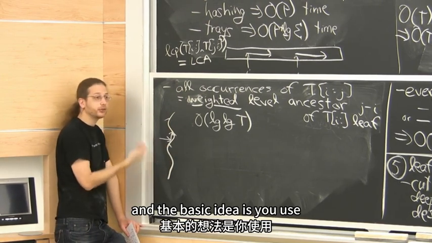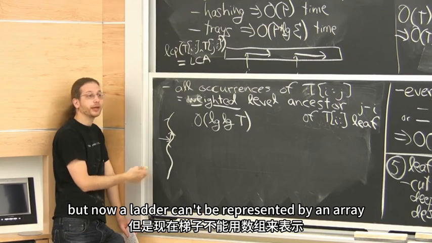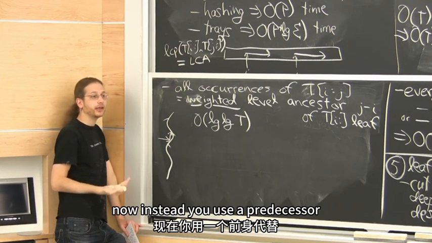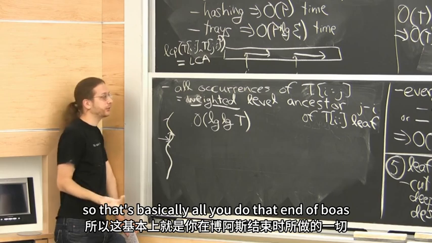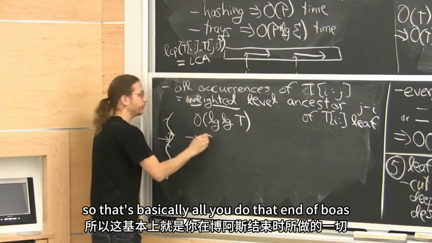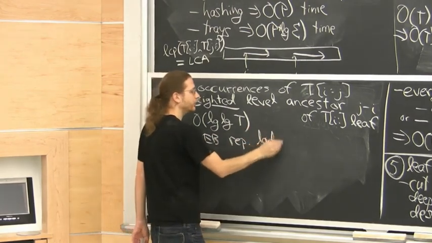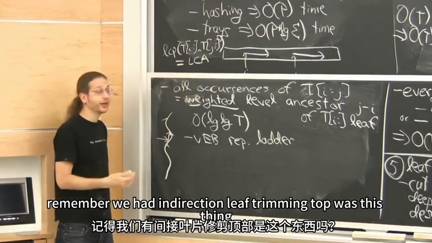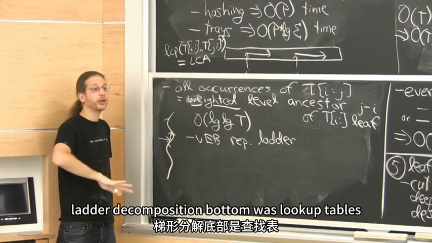And the basic idea is you use ladder decomposition just like before, but now a ladder can't be represented by an array because there are lots of absent places in the array. Now instead you use a van Emde Boas to represent a ladder. So that's basically all you do. Van Emde Boas represents a ladder. That's what you do in the top structure. Remember we had indirection, leaf trimming, top was this thing, ladder decomposition, bottom was lookup tables.